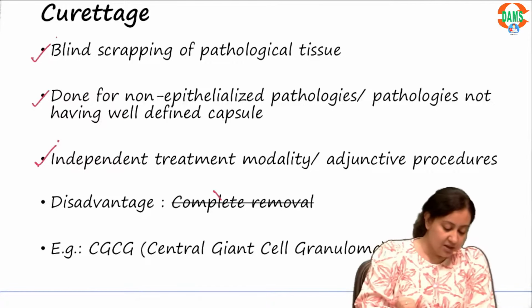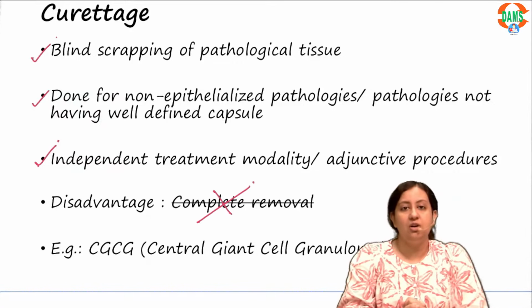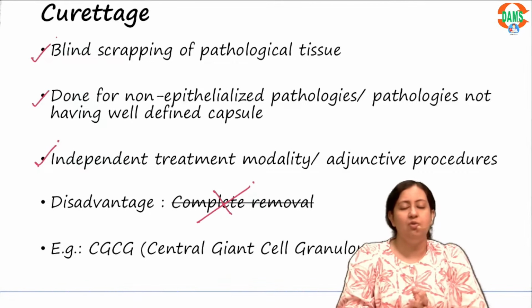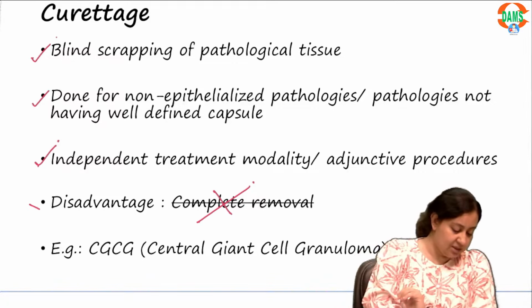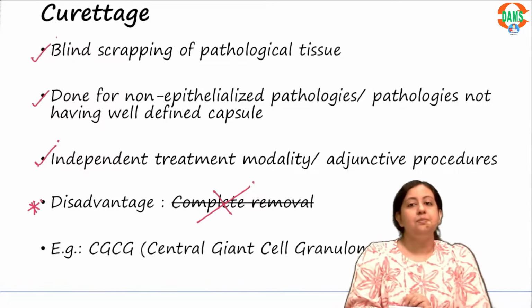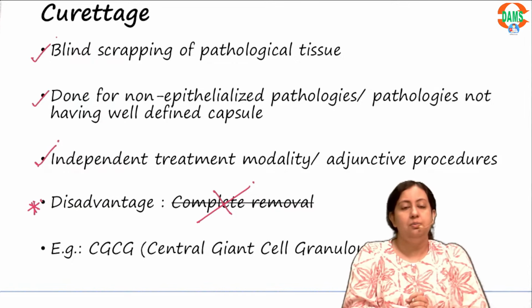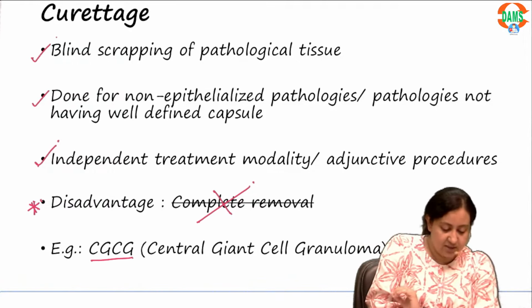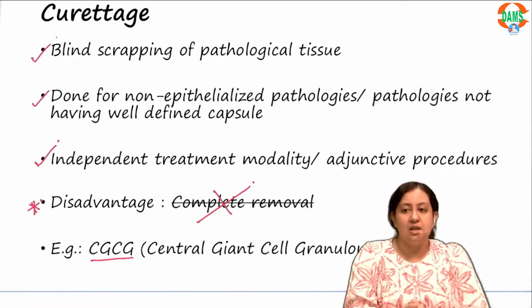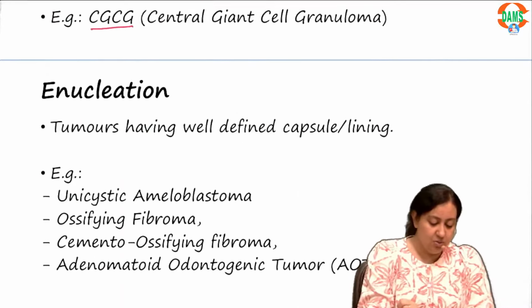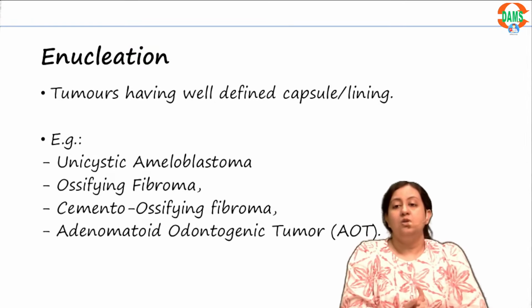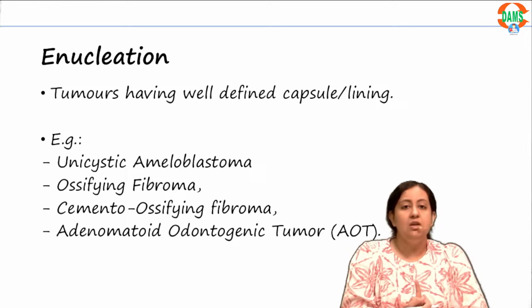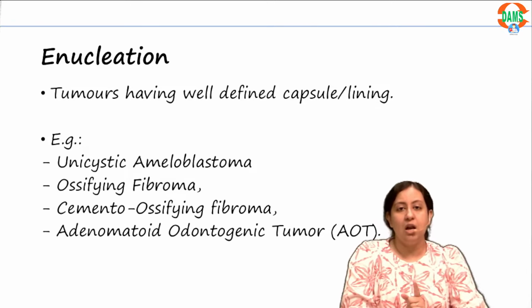The disadvantage is that complete removal is not ensured in curettage. You can never be sure whether complete removal of the pathology has been done by curettage or not. So this is one of the biggest disadvantages of curettage. Now where can you put curettage to use? The example is CGCG, which is your central giant cell granuloma. You can use curettage. Also, please remember, if you are using curettage as an independent treatment modality, the chances of recurrence are extremely high.